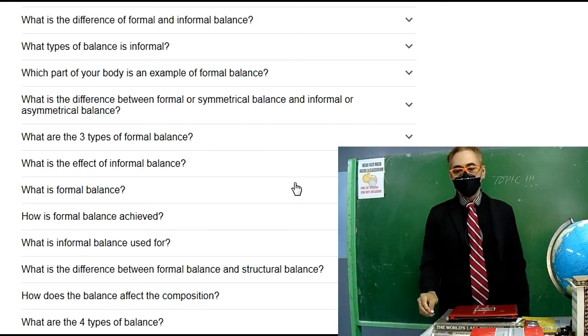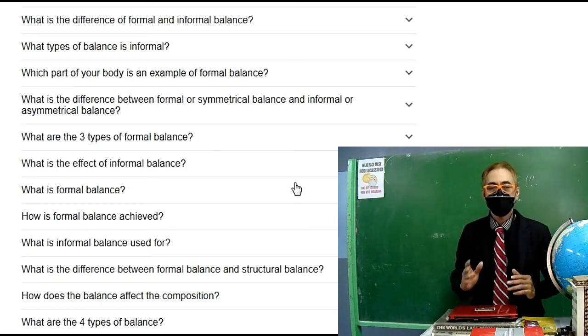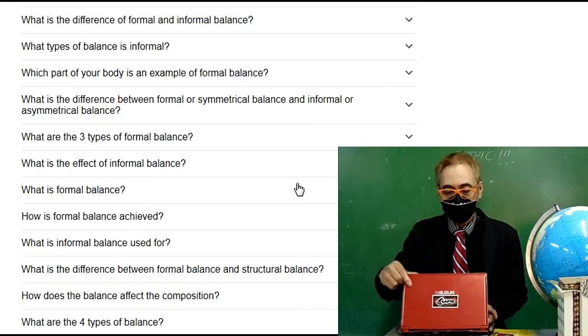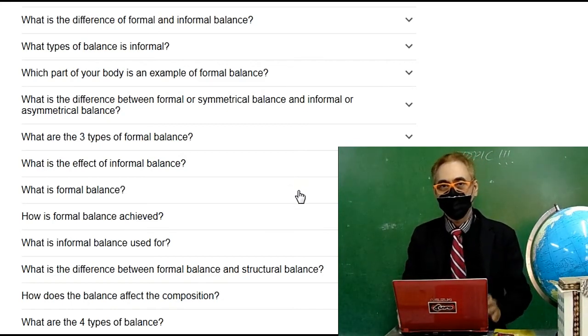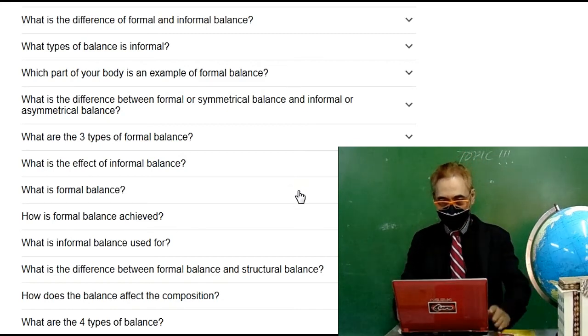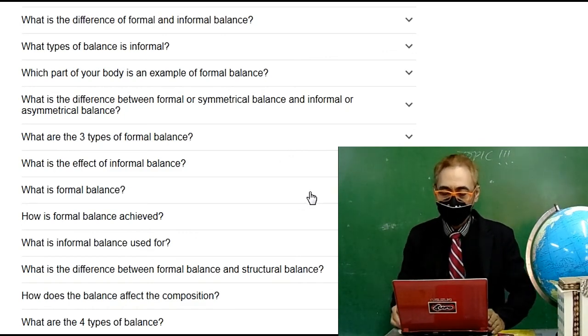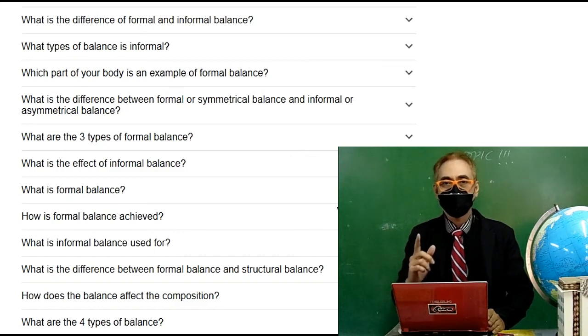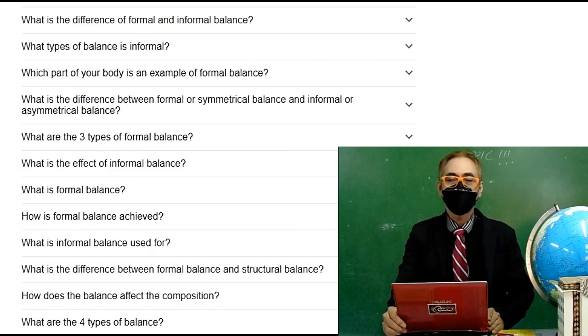Okay, the effect of informal balance, let's see in architecture. So what is formal balance? How is formal balance achieved? What is informal balance used for? What is the difference between formal balance and structural balance? How does the balance affect the composition? What are the 4 types of balance?